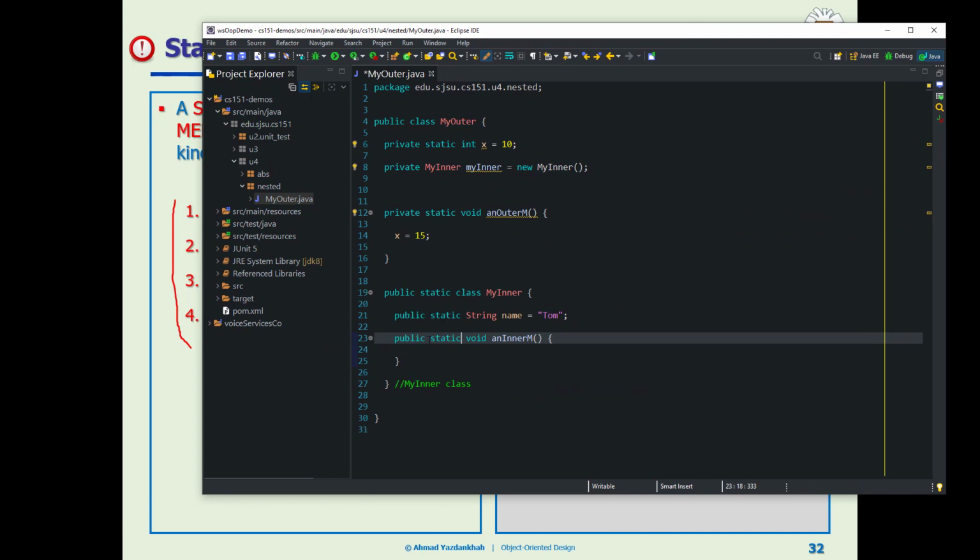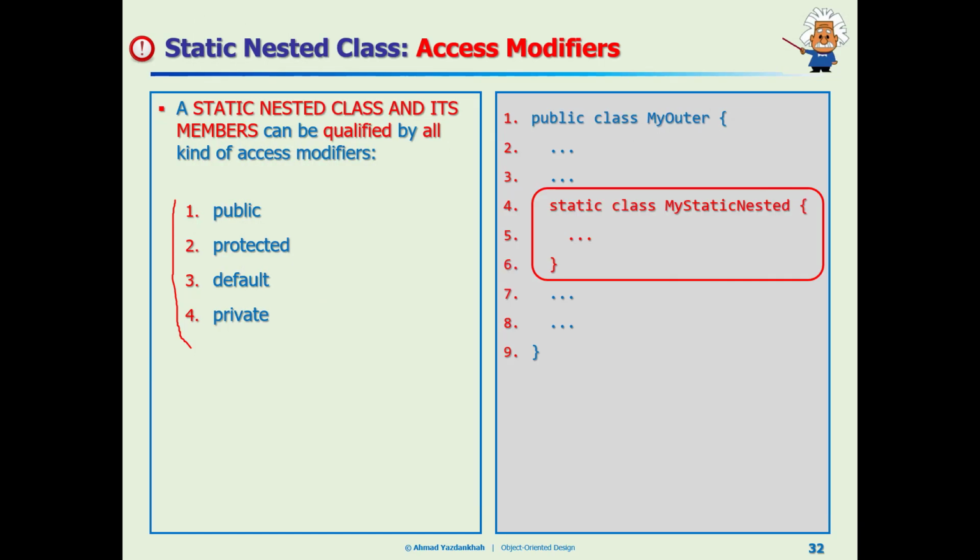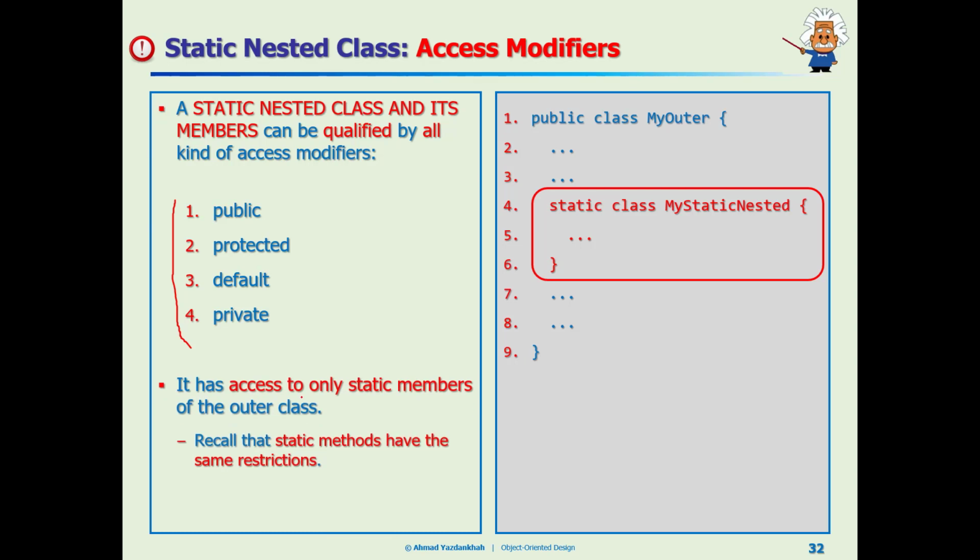Let's quickly see one of them, for example. This guy, it can be private. The method, for example, can be default. No problem. Protected. You see, all of these access modifiers are fine for this. And as I explained before and put it here for your reference, it can have access only to the static members of the outer class.